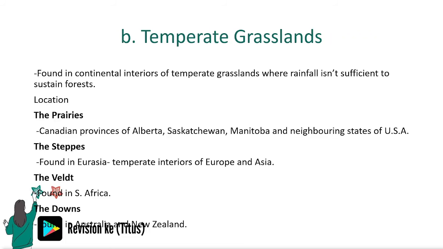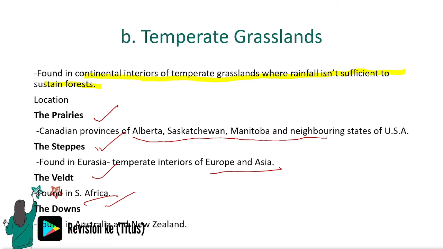Temperate grasslands, they are found in continental interiors where rainfall is insufficient to sustain forests. And we looked at these actually in the climate class. We have the prairies of Canada. We have these 4 regions. We'll review that when we are looking at the agriculture topic in geography. So we have the steppes of Europe and Asia. We have the velds of South Africa, and we have the downs of Australia and New Zealand.